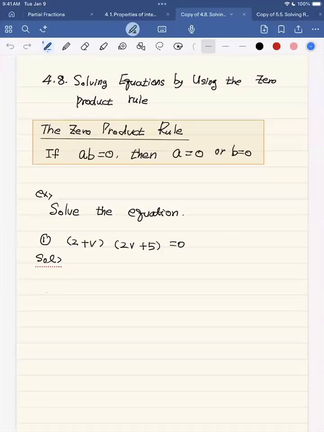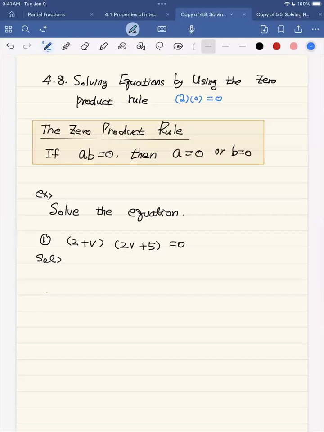We want to learn about solving equations by using the zero product rule. Let me explain what the zero product rule is. We already know that whatever the number we multiply by zero, the consequence will become zero.